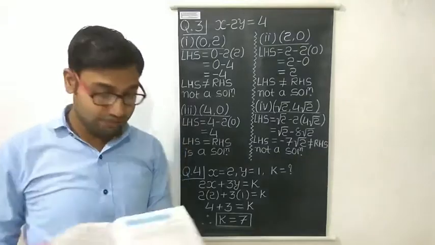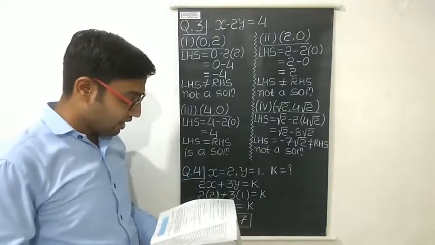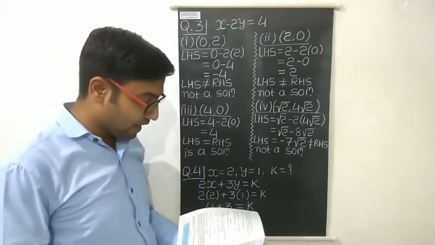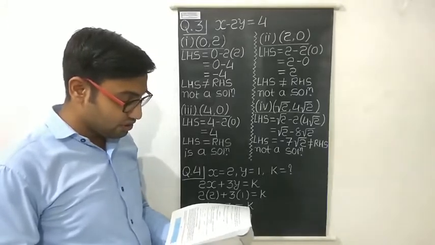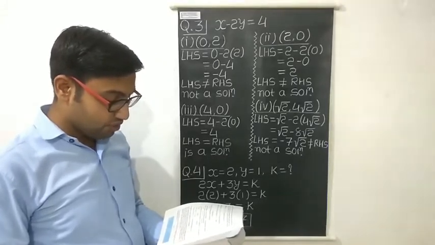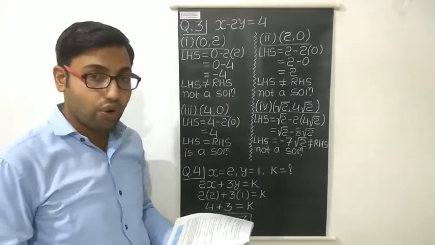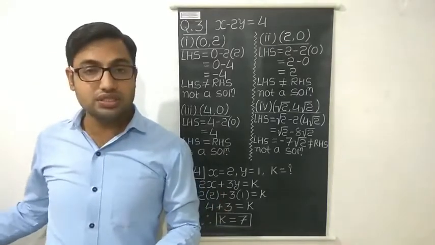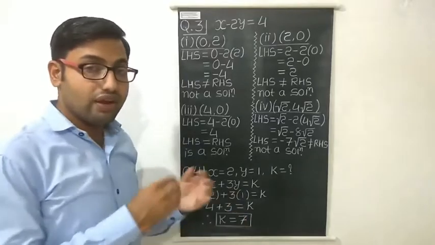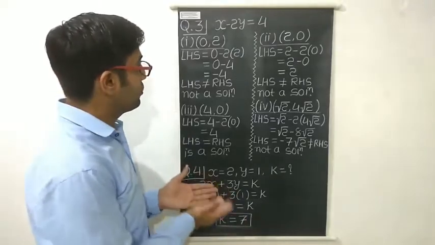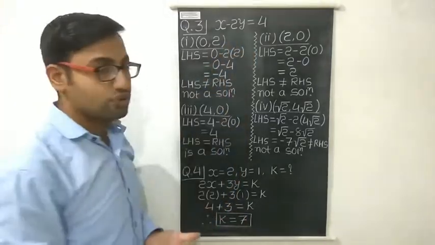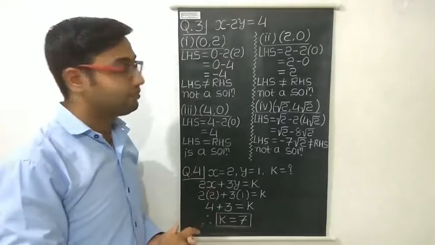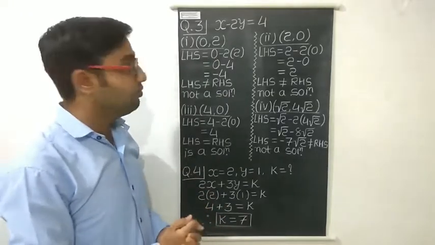And what is the question? Question is, check which of the following are solutions of the equations x minus 2y is equals to 4 and which are not. Here we have given the 5 solutions. 5 solutions means 5 value of x and y, and we have to check whether they are the solution of this linear equation x minus 2y is equals to 4 or not. So let us put one by one value.